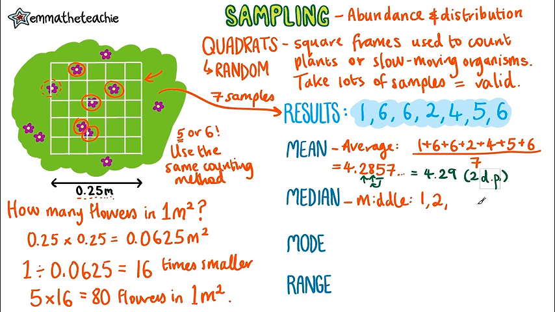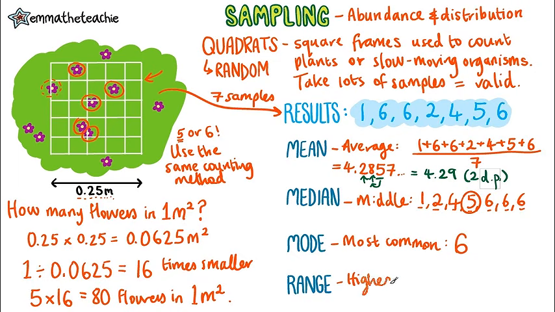The median is the middle value. So we need to write all of our numbers out from smallest to largest, and then we just check which number is in the middle, and it is 5. The mode is the most common value. In this case, it's 6, as we have 3 of those. And finally, the range is the highest value minus, or take away, the lowest value, which in this case is 6 minus 1 gives you 5.